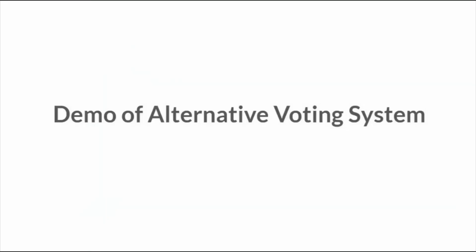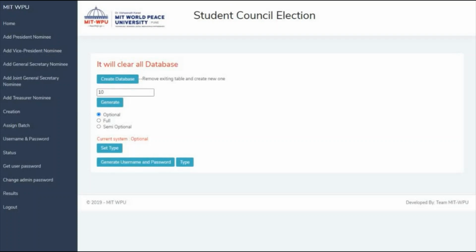Moving forward, we will look at the alternative voting system. In this system, we get only one winner by applying the preferential voting system. As stated before, the creation part is different for every system. We look at creation for alternative voting. We have 3 functionalities here: create database, generate username and password for a specified number of users, and set the system or the type of system.